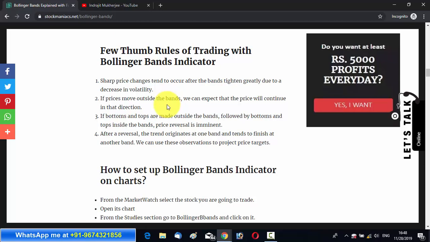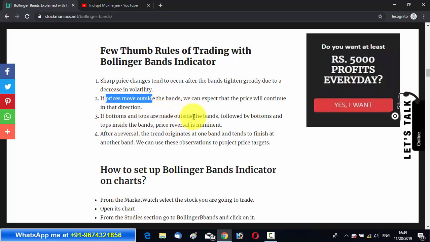So sometimes Bollinger Bands become tightened, as we call it the Bollinger Bands Squeeze, or sometimes Bollinger Bands widen. If prices move outside the bands, we can expect that the price will continue in that direction. But for that, we suggest you look for at least 2 closes outside the band.